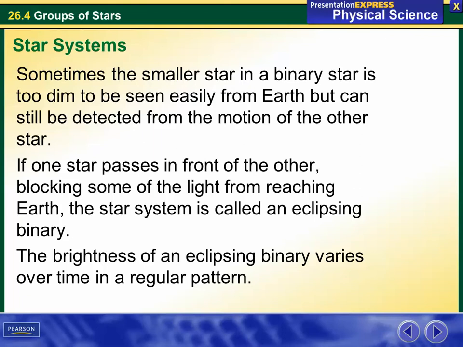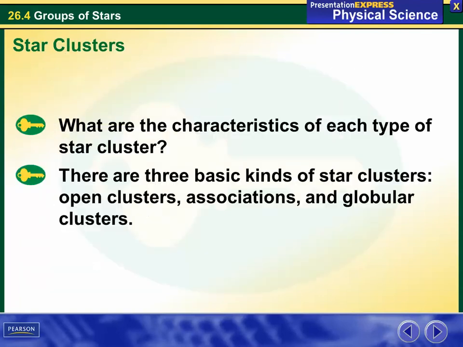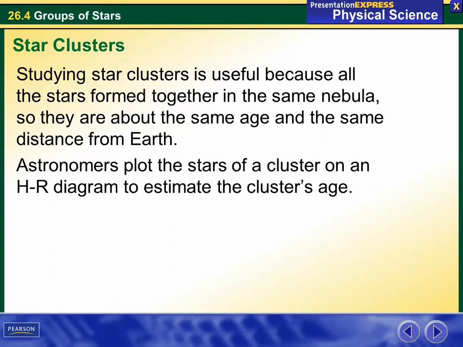But again, it's going to be different between each pair, but we can still track those pairs and see when they're going through their eclipses. Then we have to move beyond a binary where there's just two. We have star systems that are known as clusters. And there are three kinds of clusters: open clusters, what are called associations, and what are called globular clusters.